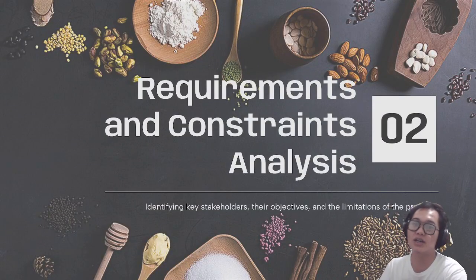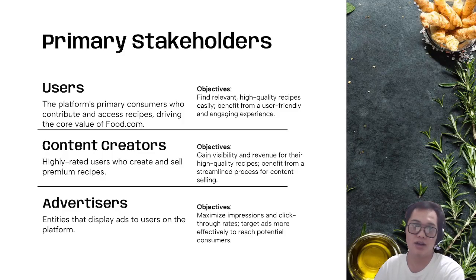Alright, this is the requirement and constraint analysis. Our primary stakeholders, number one, are the users, the platform's primary consumers who contribute and access recipes, driving the core value of food.com. Their objective is to find relevant and high quality recipes easily, and benefit from a user friendly and engaging experience.